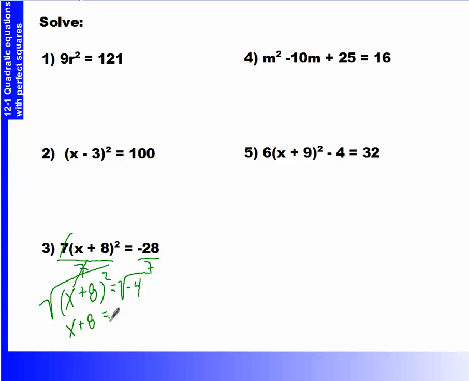Negative 2 times negative 2 is positive 4. Positive 2 times positive 2 is positive 4. You can't do it. So in this case, this is illegal.